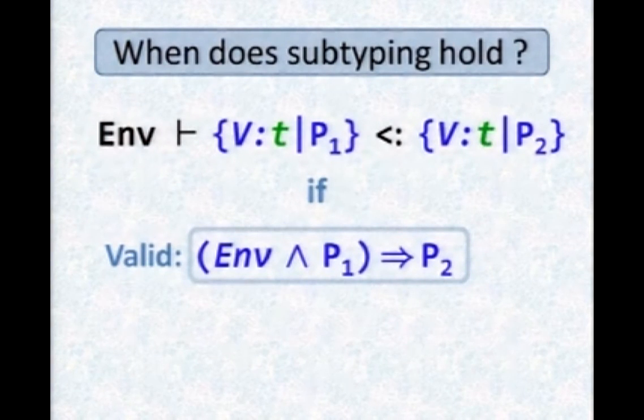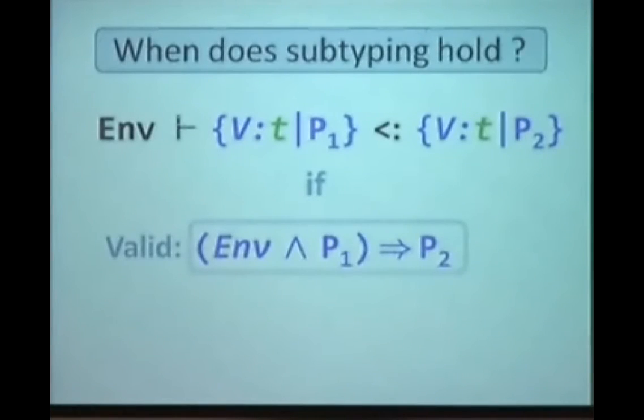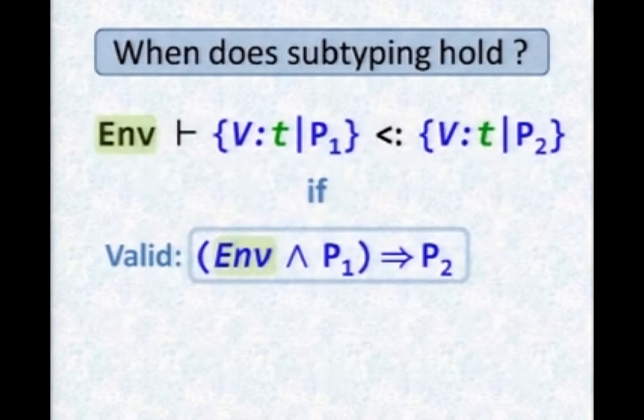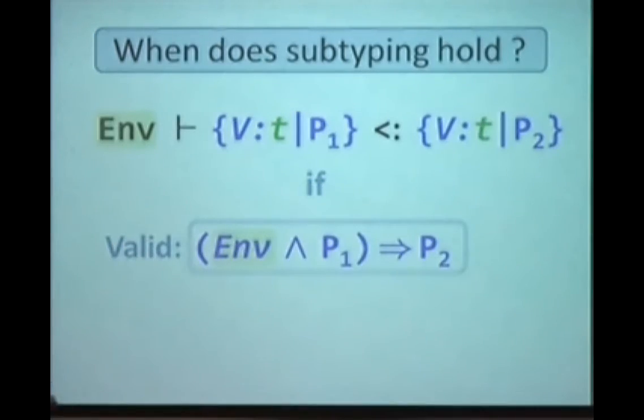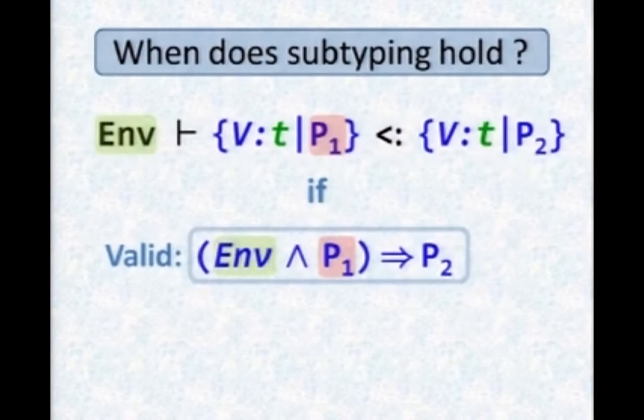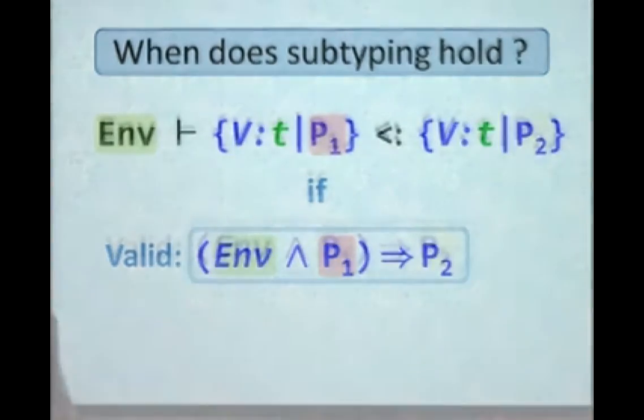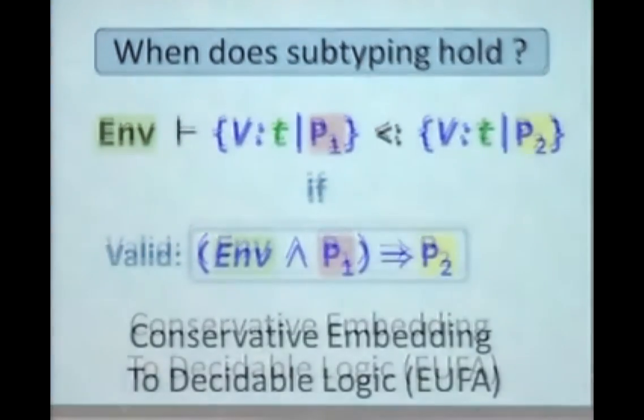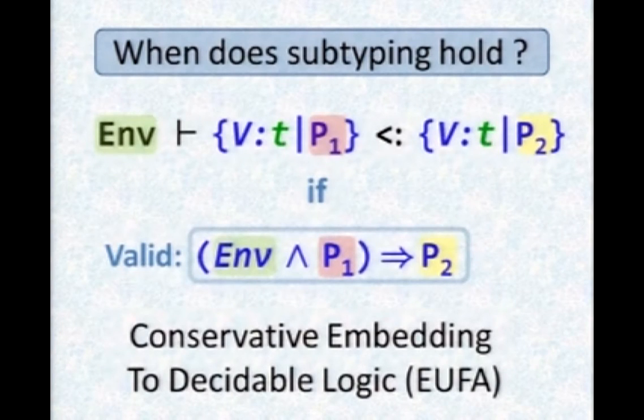Okay, if the following is a valid formula, where env is a formula that I get, I sort of embed, I turn the type environment into a logical formula, I turn P1 into a logical formula. So env and P1 implies P2. Okay, where it's a conservative embedding. I can tell you about the details of the embedding offline.